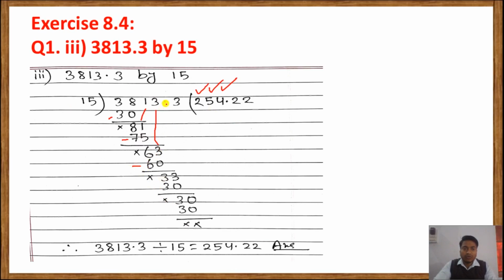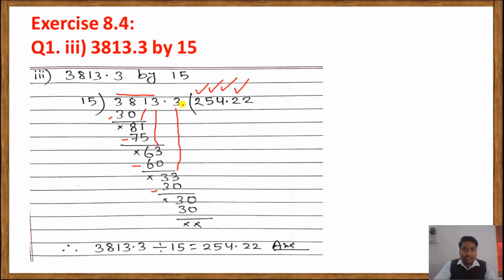Now here you can see we have the decimal point. That means the division of the whole number part we have already finished. Then we are supposed to put the decimal point in the quotient, as you can see here. After that we have to take the decimal part. So here we have 3, so bring down this 3 here. Now it became 33. Now it will go 2 times. 15 into 2 is 30. Now when we subtract we'll get 3.